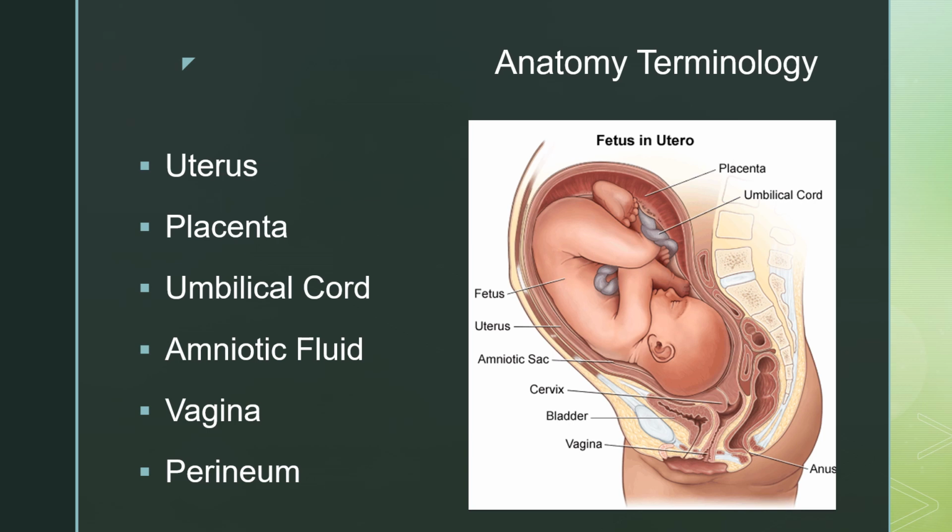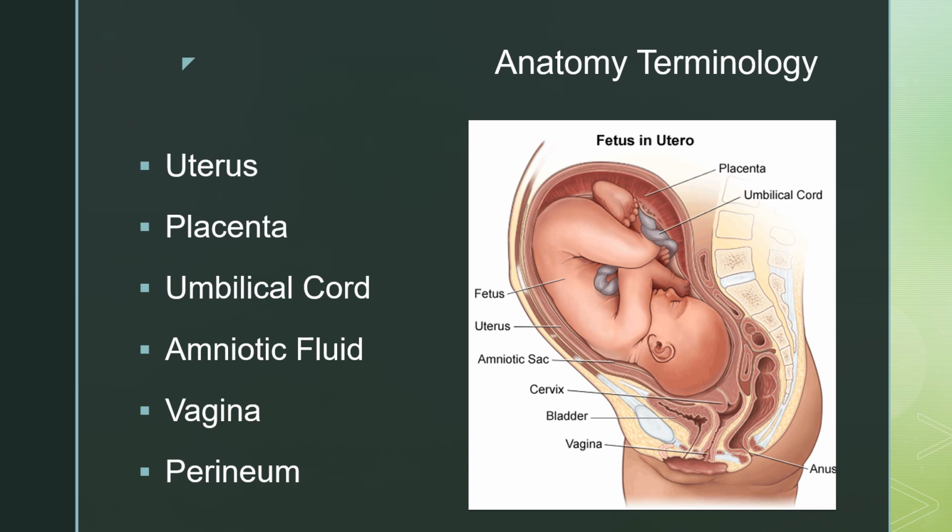uterus is the actual muscle that holds the baby. It's really small when she's not pregnant, and then as the baby grows, it expands, it gets thinner, the wall isn't as thick. It's an amazing organ inside of a woman's body.